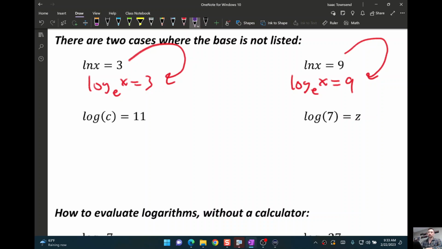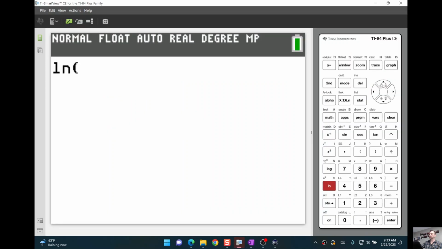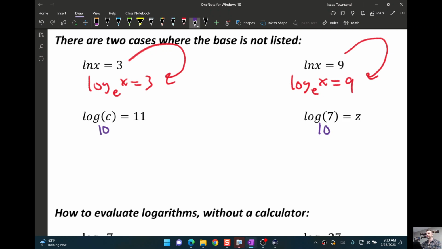What about if there's not a base written? Do y'all remember what that is? That is base 10. So same thing, until you feel like you know that frontwards and backwards, if there's not a base there, just squeeze in the number 10. So on your calculator, when you hit the log button, it assumes you want the common log, which is base 10. If you hit the natural log button, it assumes you want base e. Those are the 2 most common ones.